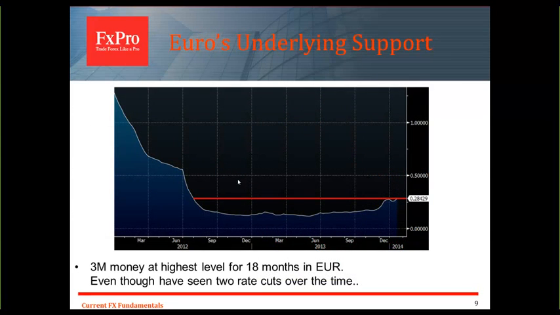Let's look at the euro. I think it's very interesting. Look at euro money market rates. Last week on 3-month money, we touched 0.3%. Of course, that's still pretty low, but nevertheless, it's the highest we've seen on 3-month money since just after the middle of 2012. So we're already at an 18-month high.